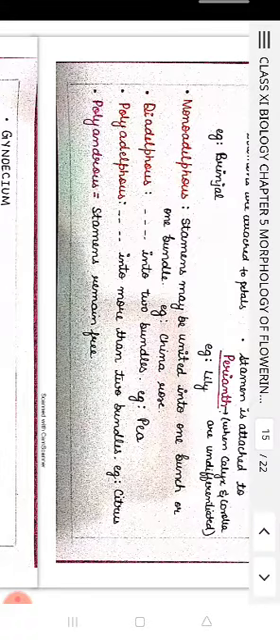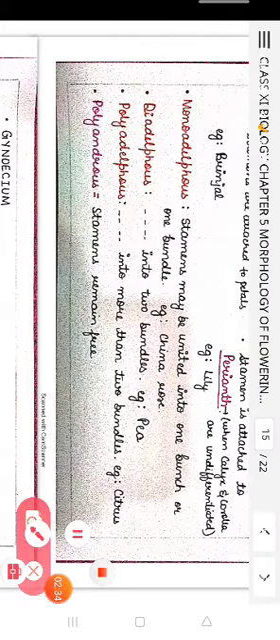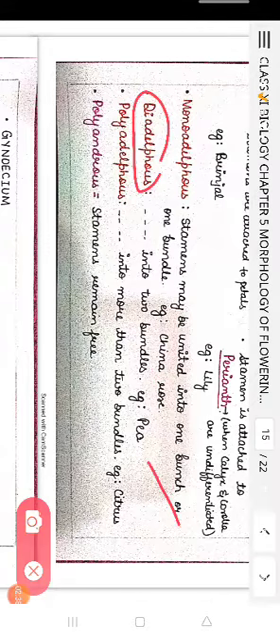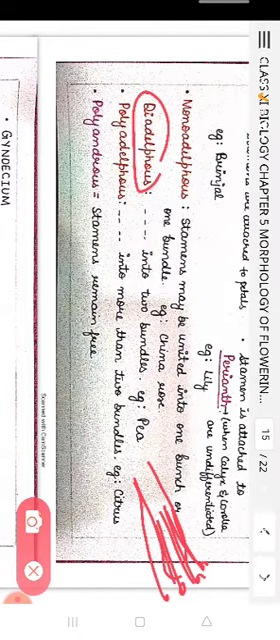Diadelphous. Diadelphous means when stamens are attached in two bundles, they are known as diadelphous. Like in the pea plant. In pea plant, 9 plus 1. Nine are attached in one bundle and the one is single, that is free. So this condition is known as diadelphous and the example is pea.